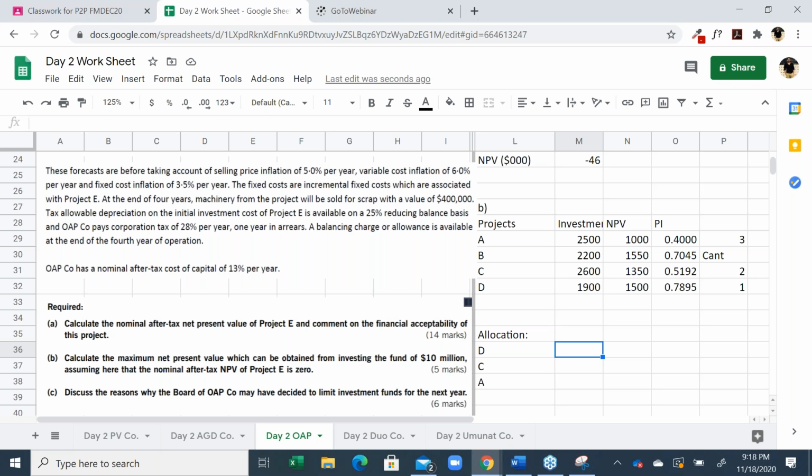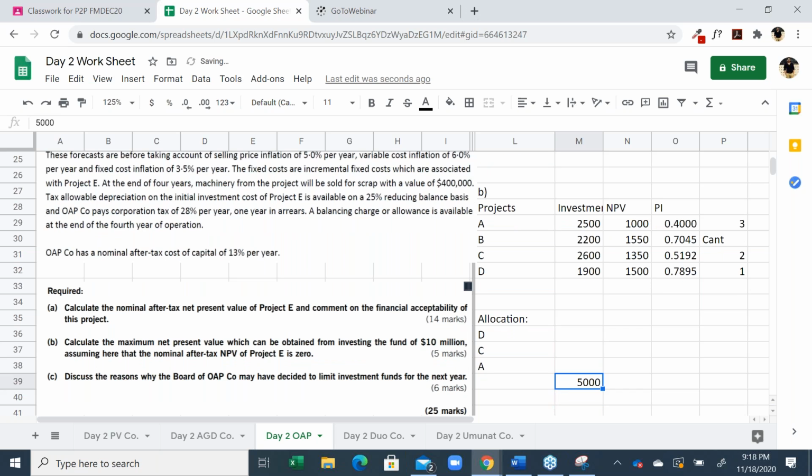Okay, so what is the amount of investment required for D? It's 1900, right? And we have 5 million of investment left. We have 5 million of investment left because 5 million have been invested in project E. So out of 5 million, 1900 should be invested in D. Okay, how much investment are we still left with? How much of the capital are we still left with? 3100. And how much is required for C? 2600. So we can easily go for 600 for C as well.